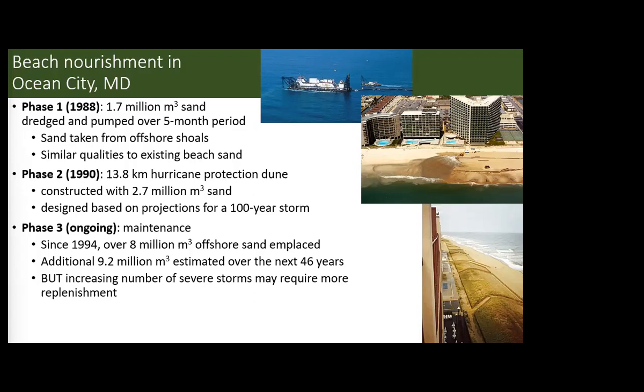All right, so phase two. We start constructing the dune, because remember, the dune is probably the most important part of the beach, just a big physical barrier, helps with storm surges. So we take even more sand, 2.7 million, because we're not just leveling out the shoreline, we have to build it up to a certain level. And this is based on storm projections.